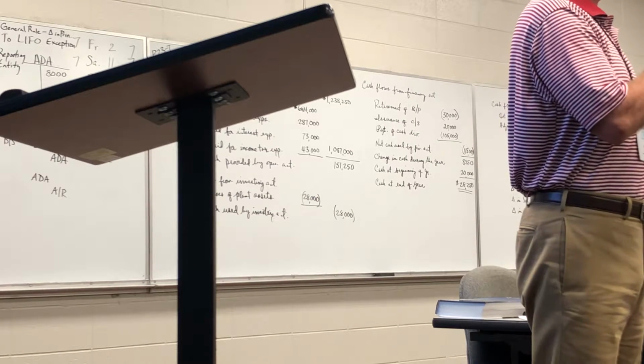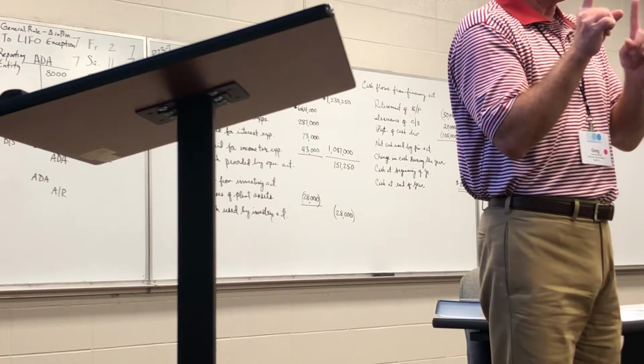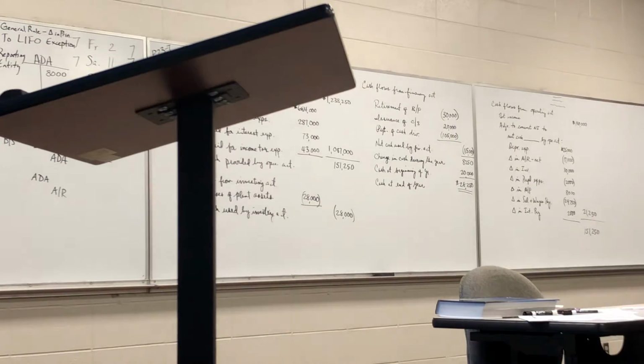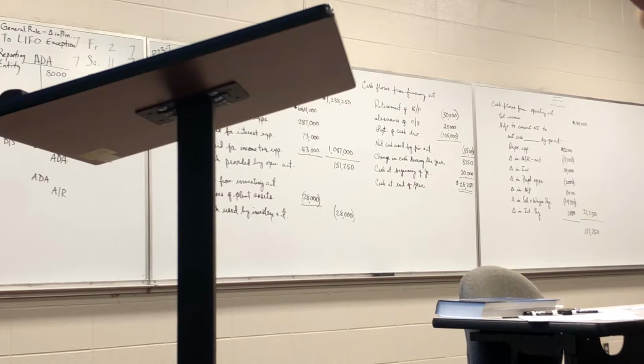Because there's something called the LIFO conformity rule that happened in 1987. It used to be that companies could be on FIFO for financial statement purposes and could be on LIFO for tax purposes. Now, no. There's the LIFO conformity rule. If you use LIFO for tax purposes, you have to be on LIFO for financial statement reporting. And remember, we're one of only 2 or 3 countries in the world that recognizes LIFO.